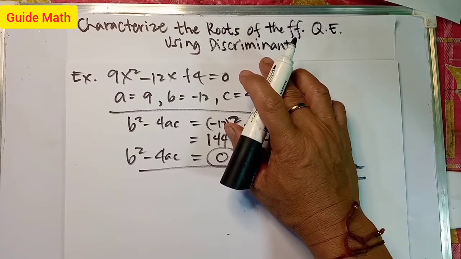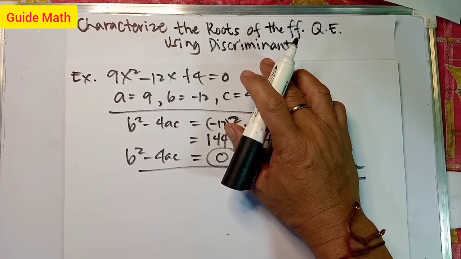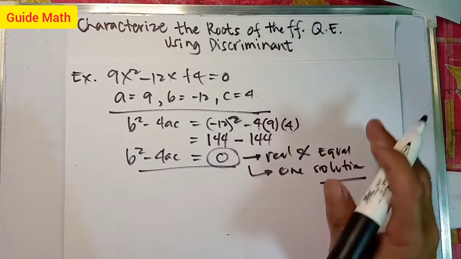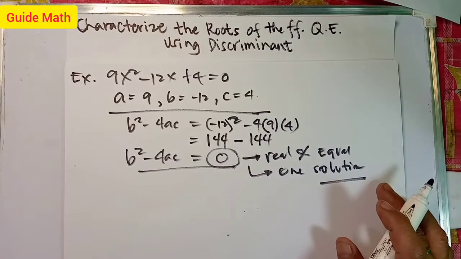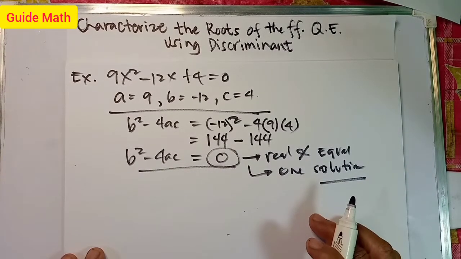We are going to determine, and you need to have that condition in order for us to identify the roots or the nature of the roots of the quadratic equation using the discriminant.